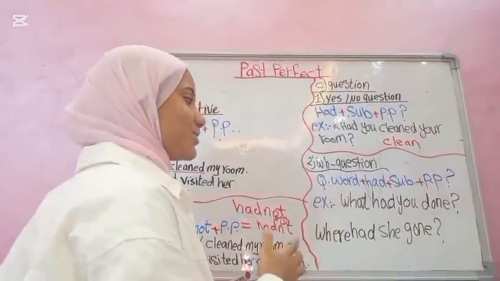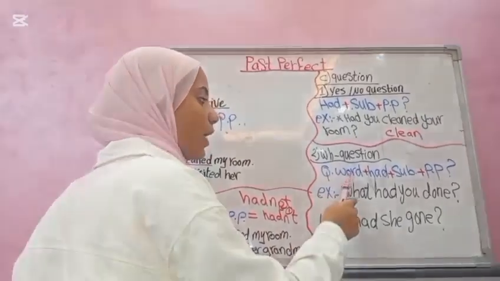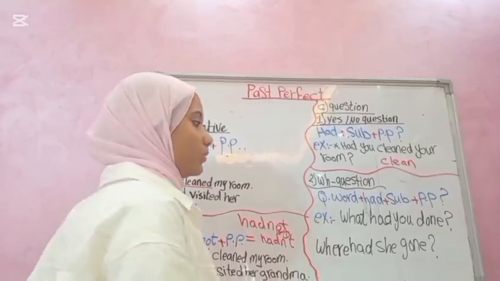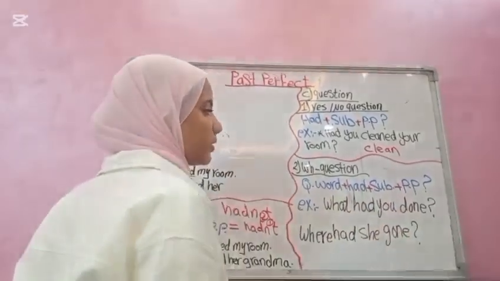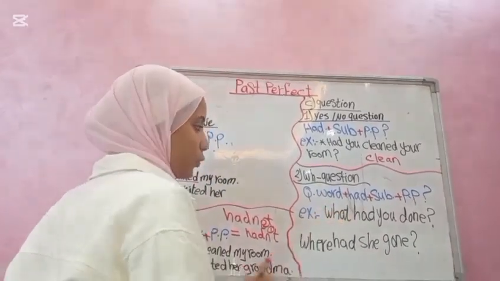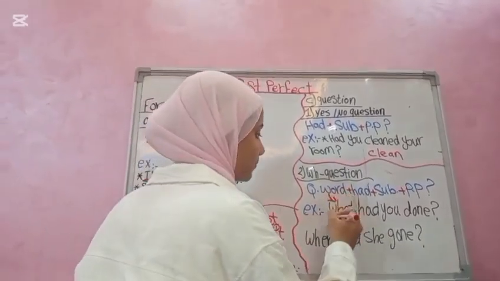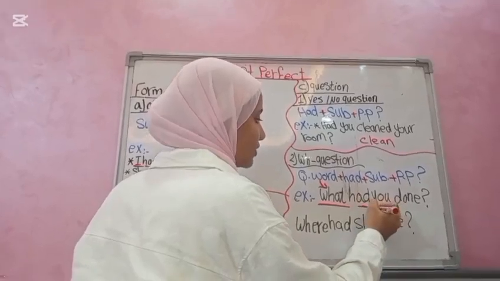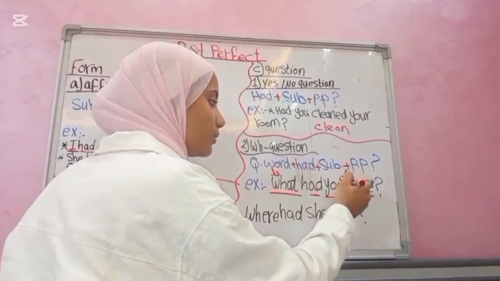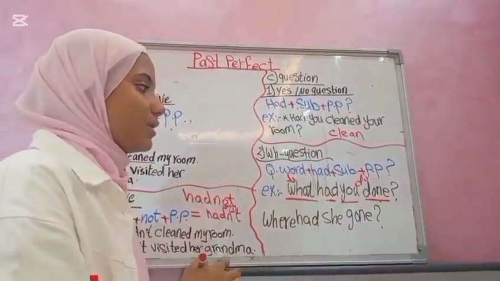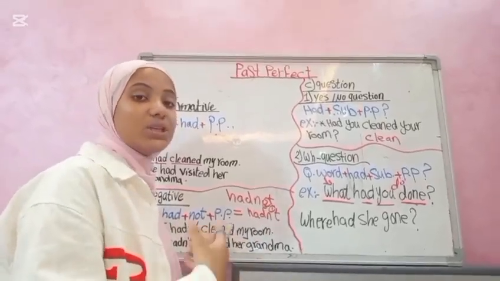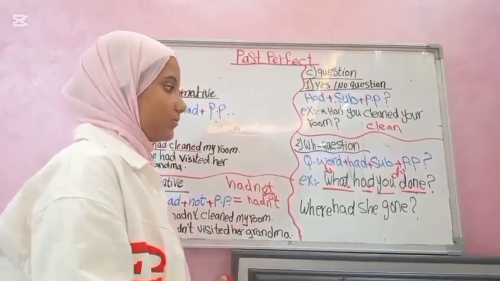The WH question. The question word like what, when, how much, how often, and so on. Question word plus had plus subject plus past participle. And also don't forget to put the question mark. What had you done? What is the question word. Had, you are the subject. Done is the past participle of the verb do. The verb do is in the present. The past of the verb do is did. The past participle of the verb do is done.